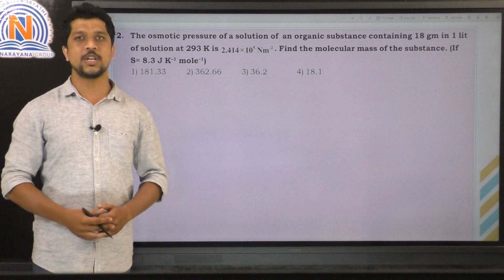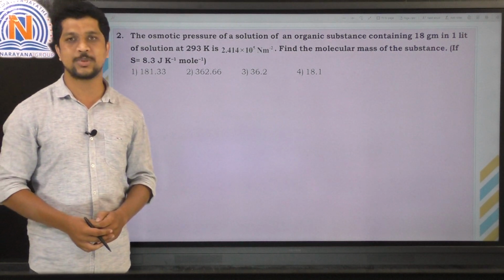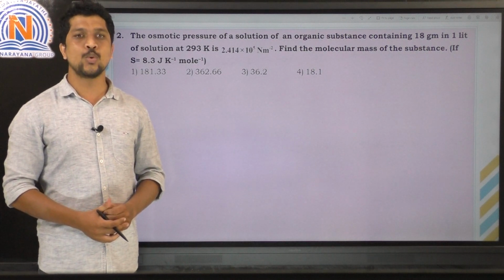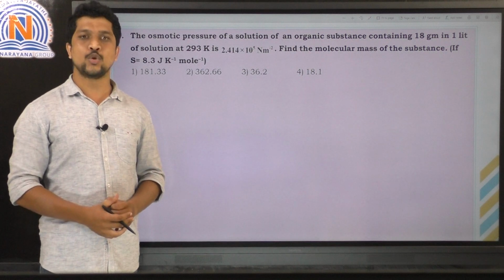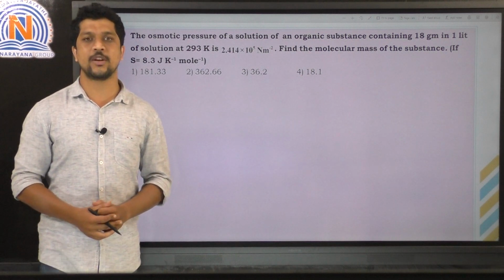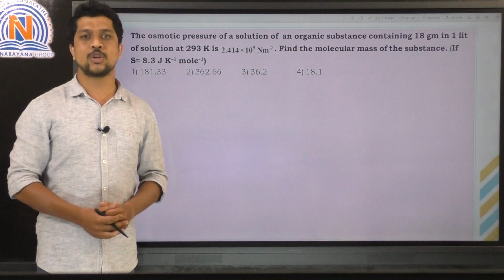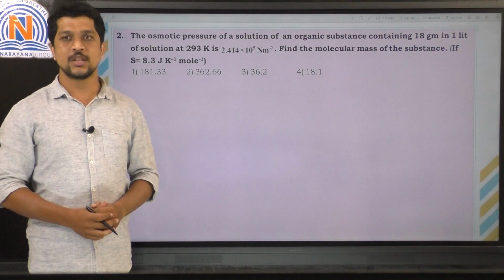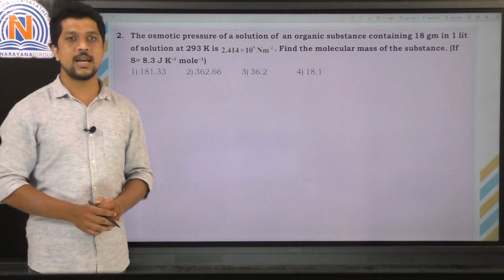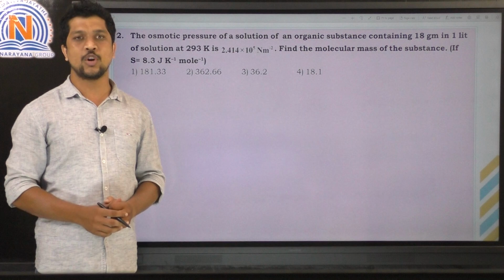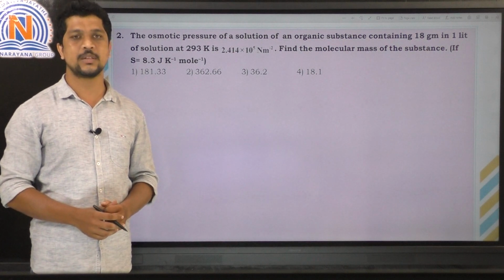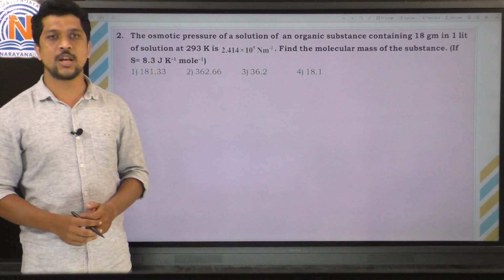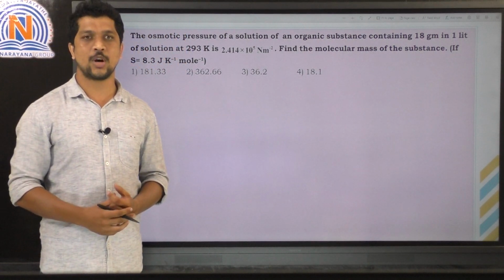Here the question: the osmotic pressure of a solution of an organic substance containing 18 gram in 1 liter of solution at 293 Kelvin is 2.414 into 10 power 5 Newton per meter square. Find the molecular mass of the substance. So here R equal to 8.3 joule per Kelvin mole inverse, right? So here also we need to find the molecular mass.